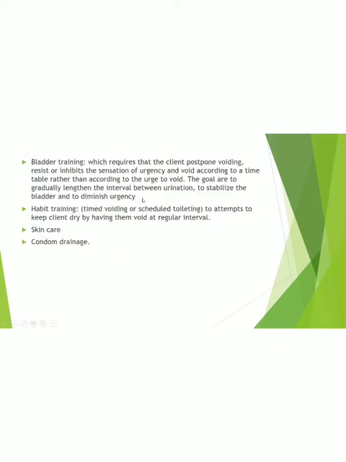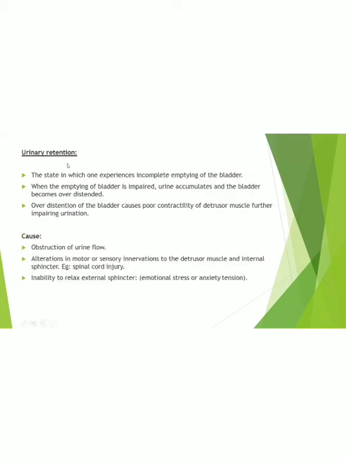So bladder training. Okay. This we can establish by doing sensation when we want to void. What to do is that we hold it for some time and then we release it according to a time which is proper. Okay, so habit training to attempt to keep the client dry and having them void at regular intervals. So it's the same like toilet training. Then skin care. Every time we should wash the skin and the urinary tract. Okay, and the condom drainage. This is a drainage which we use a pipe, or condom.